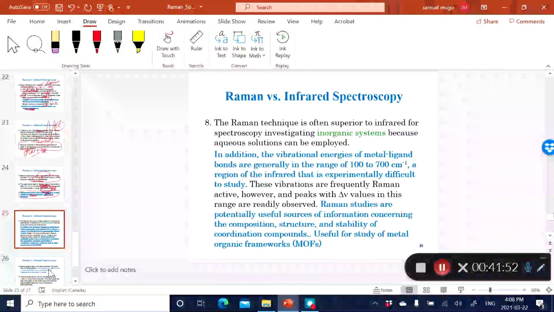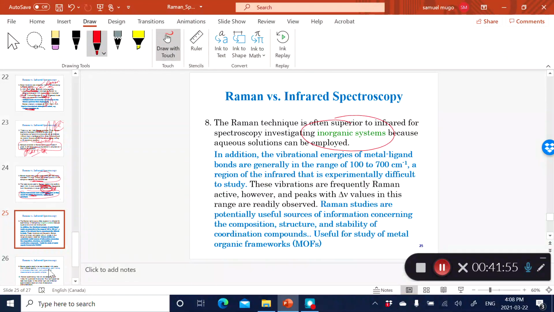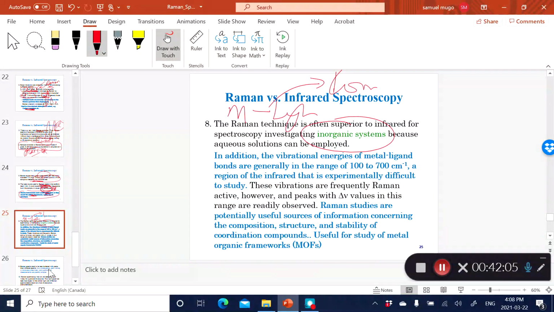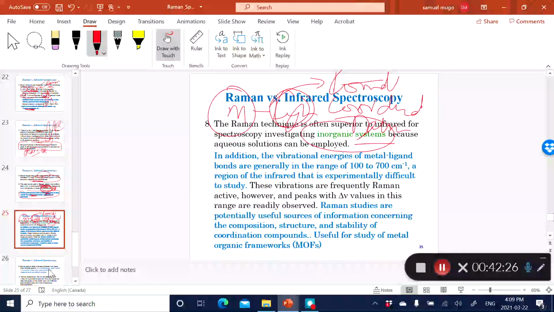Now, Raman spectra is very useful for analysis of inorganic systems, especially metals with ligands, the so-called coordinate dative bonds, where a ligand, an organic molecule, interacts with a metal, and you've got that type of bond formed between a metal center and a ligand. And Raman spectroscopy tends to be very good for the analysis of those types of bonds, which tends to give you shifts around 100 to 700 wave numbers.